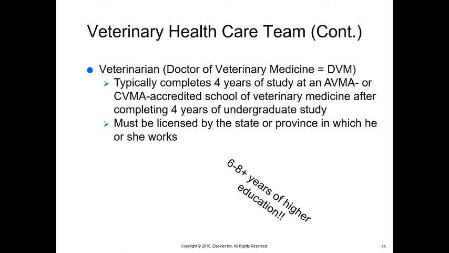You have to have prerequisites in order to get into a 4-year program, and it typically takes about 2 to 4 years to complete those prerequisites. The veterinarian must be licensed by the state or province in which he or she works. That means we have 6 to 8 years of higher education above high school.